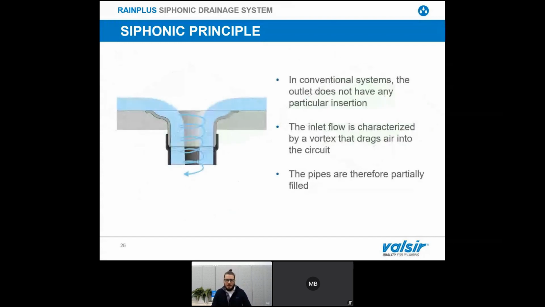So let's take a look at the Siphonic principle in general. In a conventional system, since we don't have a full bore situation, we have a mix of air and water. This is happening because when the water starts to go inside the outlet, it starts to circulate and always sucks air from outside. We have this vortex that characterizes the flow of the water, and so we have a partial filling of our pipes.